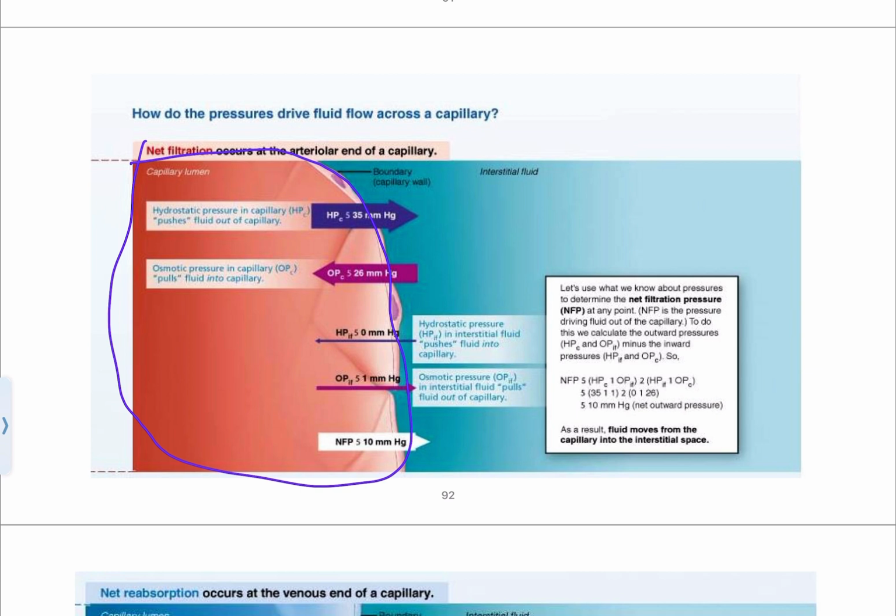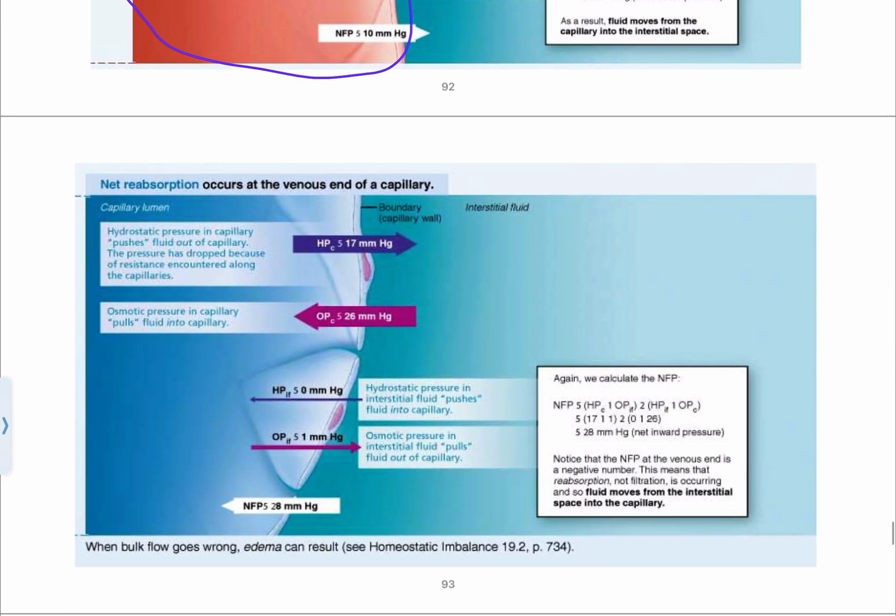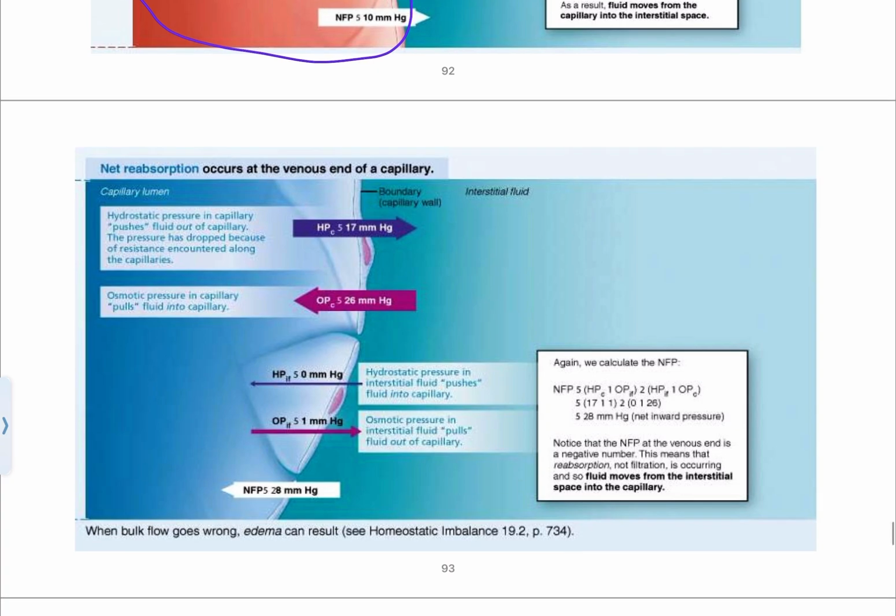Down here we do have the two other pressures, but they're not considered to be heavily influential on the net filtration pressure because they're very, very small. However, I would still recognize that these are pressures acting to drive fluid across the capillary. So this is net, kind of showing you. Again, you don't have to memorize specific numbers or pressures. Really just have an understanding of what our greatest outward pressure is, what our greatest inward pressure is, what net filtration pressure represents.